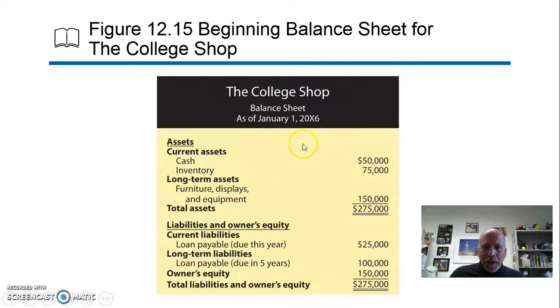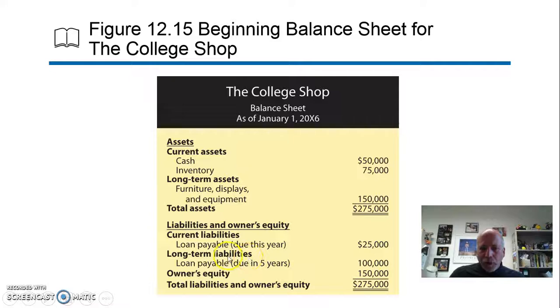So this balance sheet here, again, as of a specific date and time, had assets of cash and inventory, and long-term assets of furniture and displays and equipment. And so our total assets were $275,000. We had some liabilities that we owe this year, current or short-term liabilities.